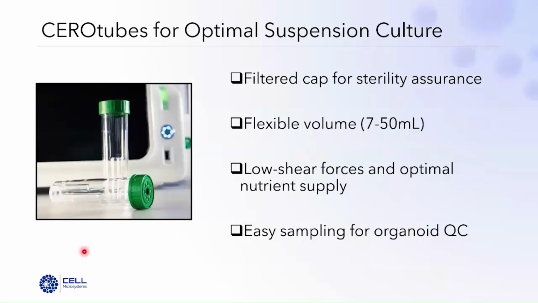And as I mentioned, these are much like a 50 ml conical tube. They're carried in and out of a standard biosafety cabinet, so you can very easily change media, but also sample from the tube at various time intervals for your organoid QC checkpoints.